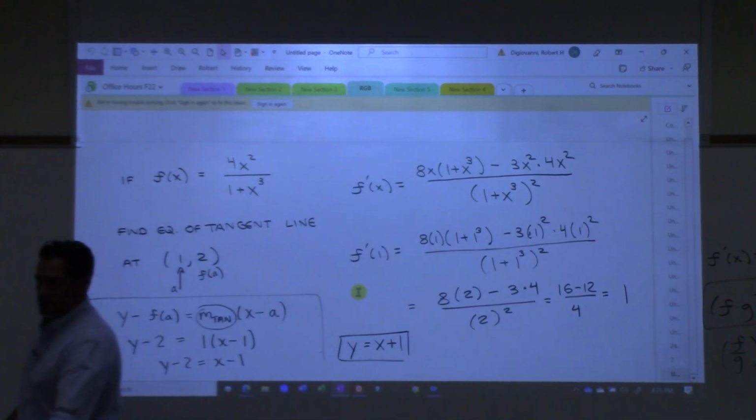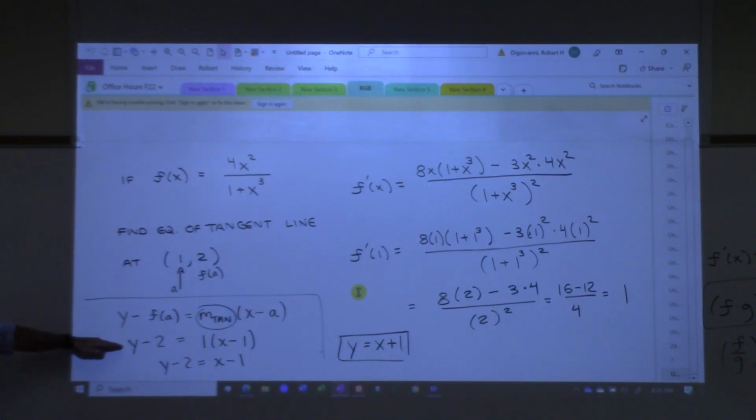If we had left it as y minus 2 equals x minus 1, that's fine, because that's the equation of a line. I can't argue with you that that's not the equation of a line.